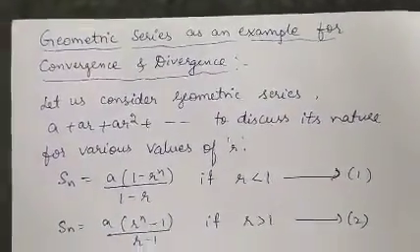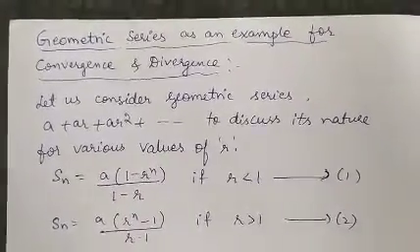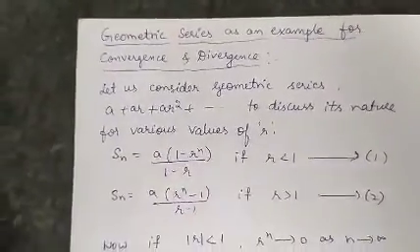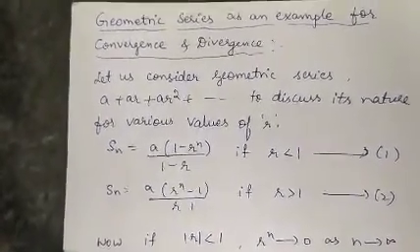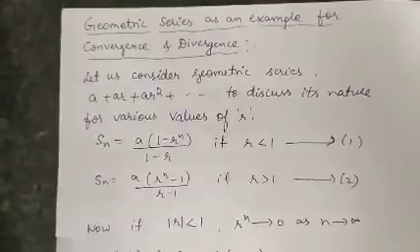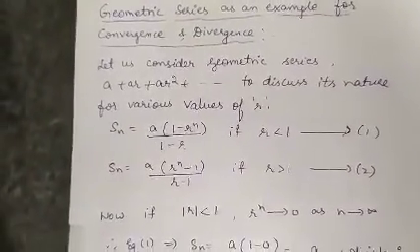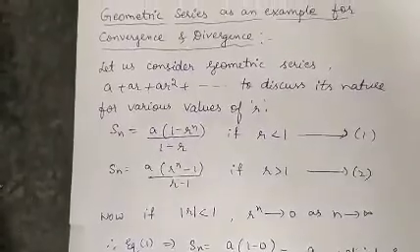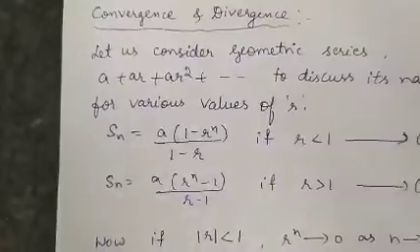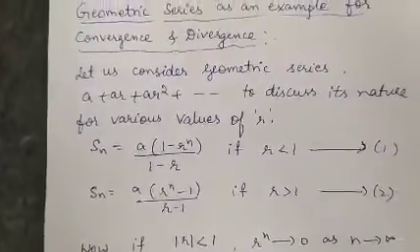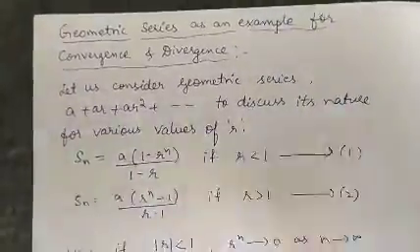The example is the geometric series, as an example for convergence and divergence. This you already studied in your progression chapter itself: arithmetic series and geometric series. So let us consider the geometric series. In an arithmetic series, the common difference is common. In a geometric series, the ratio is common. So observe, the first term is a, the second term is ar, the third term is ar square, dot dot dot. Again, this is an infinite series.